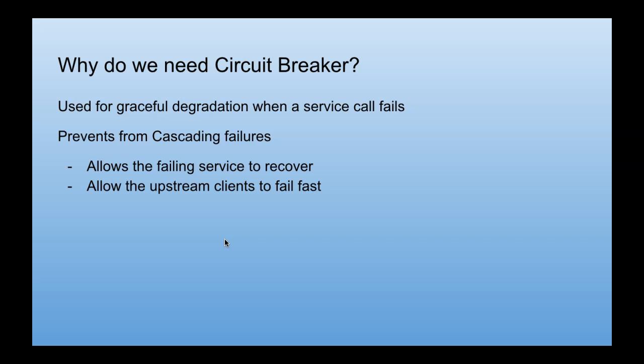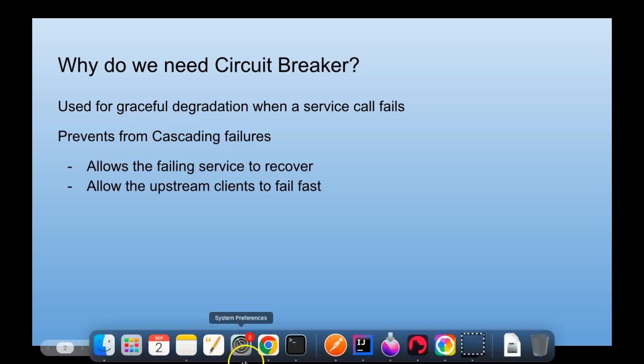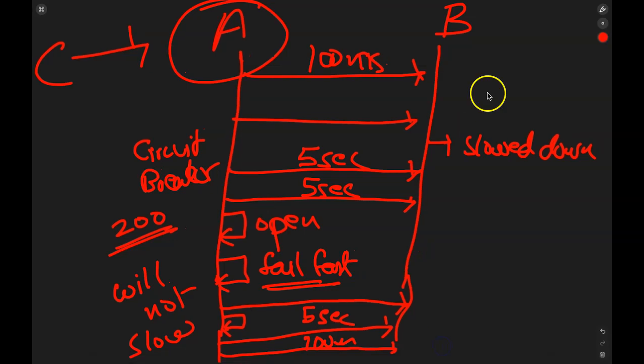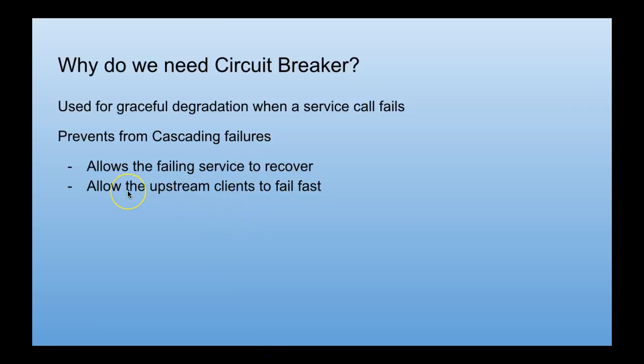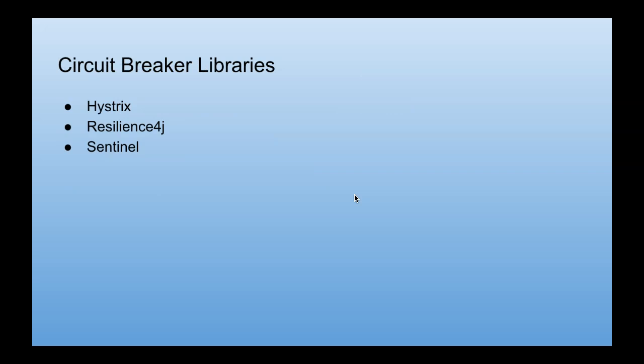So what does this mean? In our case, if we have service A and service B, and if service B is under heavy load, and if we still keep sending requests to service B, it cannot really recover. Rather, if we start to fail fast and stop sending load to B, we are giving it a chance to recover quickly. And similarly, it allows the upstream clients to fail fast, which we have already discussed. So these are the advantages of having a circuit breaker.